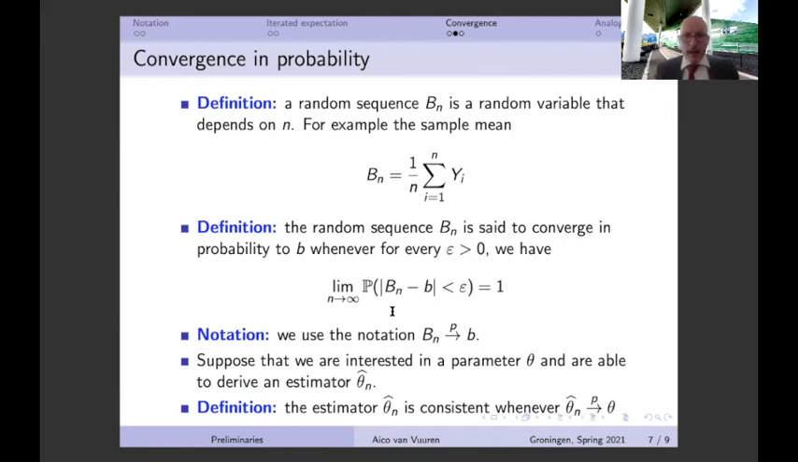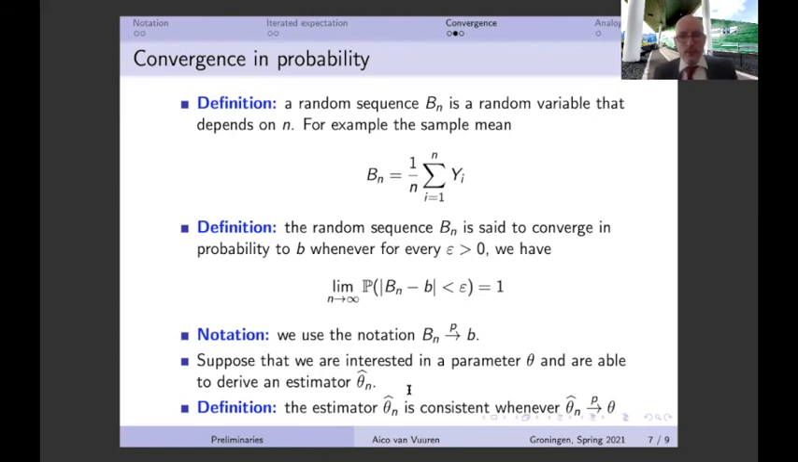Well, I hope this was clear. Then something about the notation. When Bn converges to B in probability, the notation we use is Bn, then a right arrow to B, with a P above it. I'm not going to use this notation often during my lecture series, but the next thing is more important.